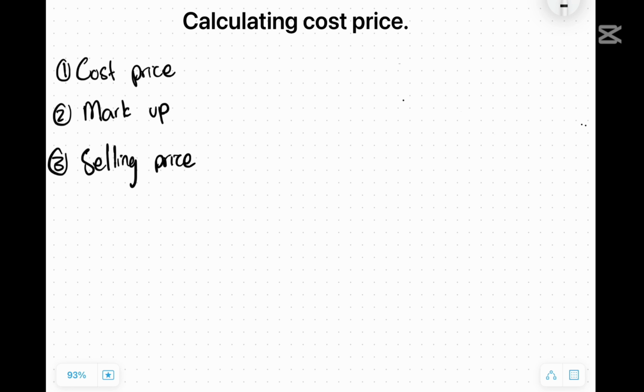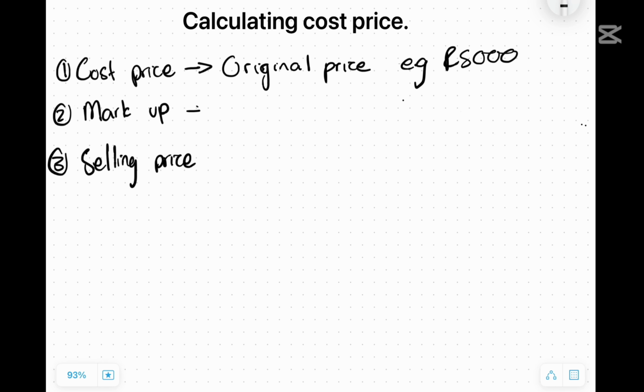With the first one, which is the cost price, when someone says cost price, I need you to think of it as the original price. So the cost price is the amount, or the original price, that the business pays for the product. For example, if we are a business that sells phones and we get them from our manufacturer for 5,000 each, this is the original price that we got the phones for.